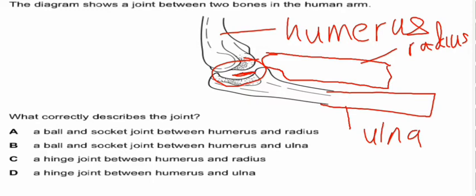So we have C and D, which have the hinge joint. Let's start with C. A hinge joint between humerus and radius? No. This is because here we don't have this radius here. We just have the ulna down. So it is the hinge joint between the humerus and the ulna. So the answer here is just going to be D.